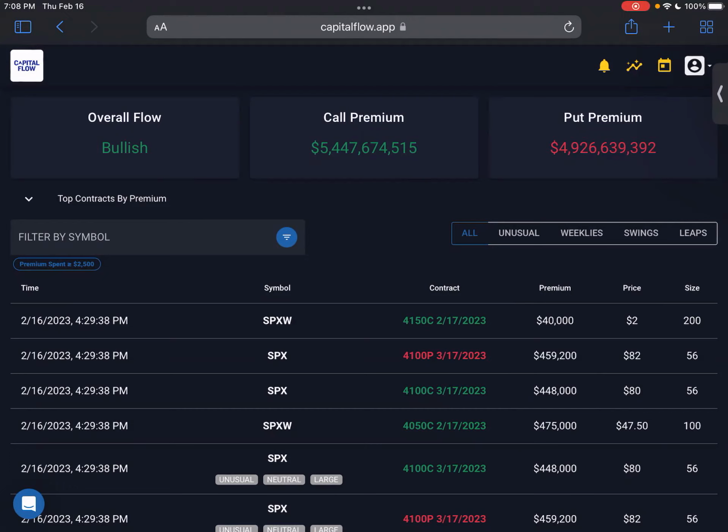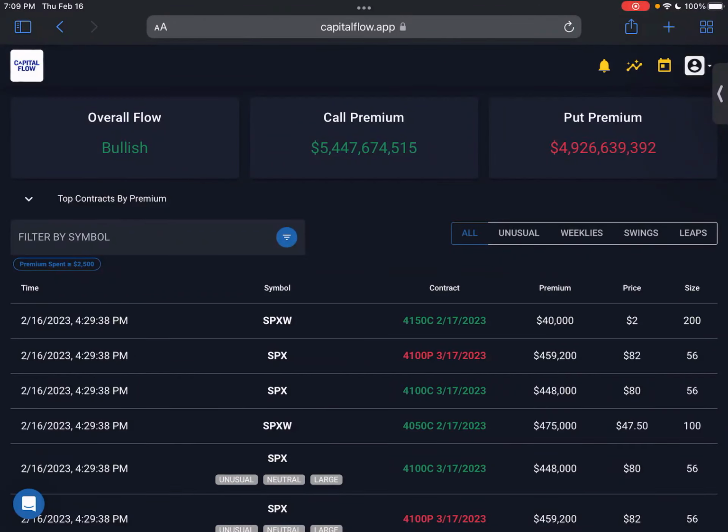So here at the top, you can see right in big boxes, left, middle, and right. We have overall flow on the left, call premium in the middle, put premium on the right, right? So that tells you how much money has gone into calls for that day, how much money has gone into puts for that day, and then it gives you the overall flow. So if more money has gone into calls, then the overall flow is bullish. If more money has gone into puts, the overall flow is bearish, right? So this is an extremely useful feature, but you have to know how to use it.